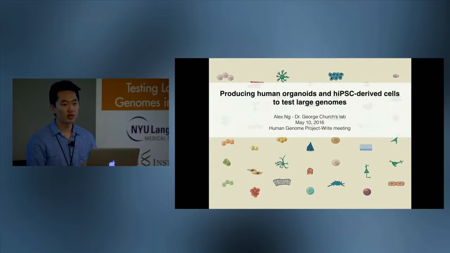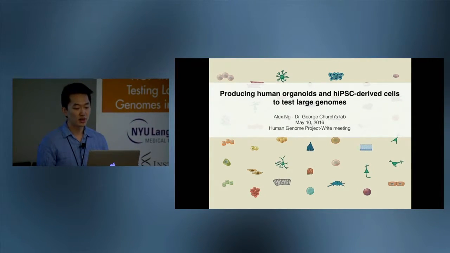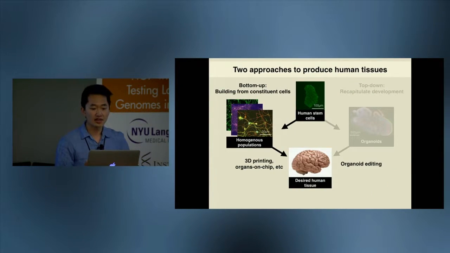Hi everybody, my name is Alex and I'm in George's lab, and I'll be talking about our efforts and the field's efforts in general to produce human organoids and stem cell derived cells which can be used to test these large synthetic genomes. So the way I think about it is there are two broad approaches of doing this.